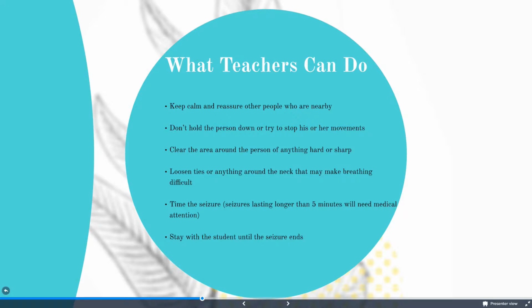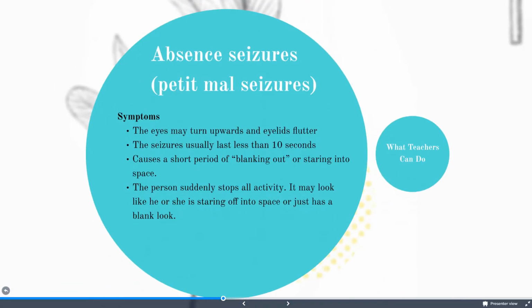If this happens in your classroom, you need to remain calm and reassure others that you are calm so they will remain calm as well. You don't want to hold the person down or try to stop his or her movements because you could really get hurt. You need to clear the area around the person of anything hard or sharp and loosen any ties around their neck or any type of necklace. If a seizure is lasting longer than 5 minutes, it will need medical attention. So you need to stay with the student until the seizure ends.